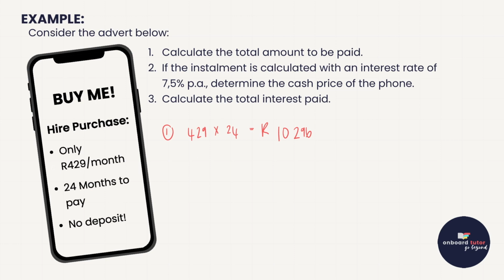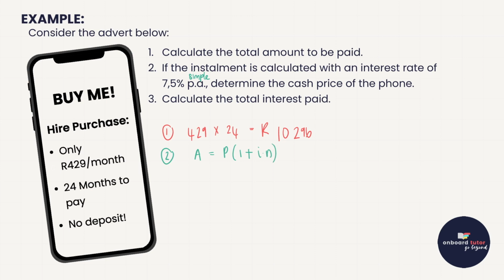Now let's see. Question 2 says, if the installment is calculated with an interest rate of 7.5% per annum, so they're not telling us simple or compound, but we know this is hire purchase, so it's simple interest. Determine the cash price of the phone. Cash price basically means, if I don't pay it off over 24 months, how much would it be if I walked into the shop and didn't need to hire it first? Let's write down our simple interest formula: A equals P(1 plus i times n).